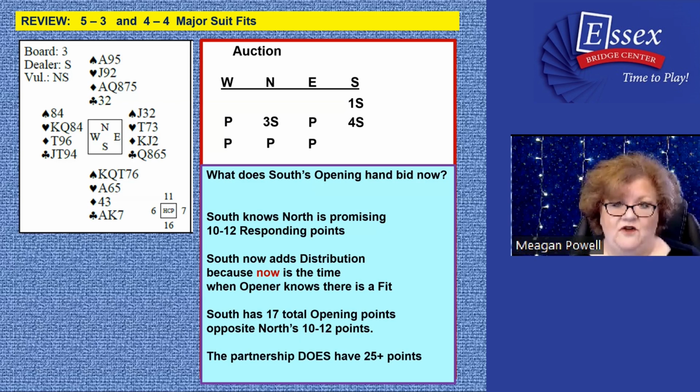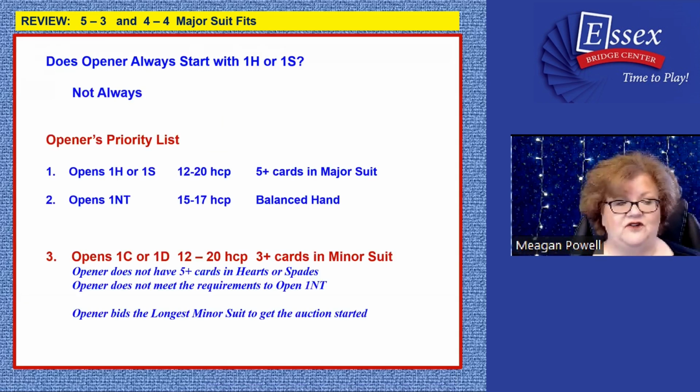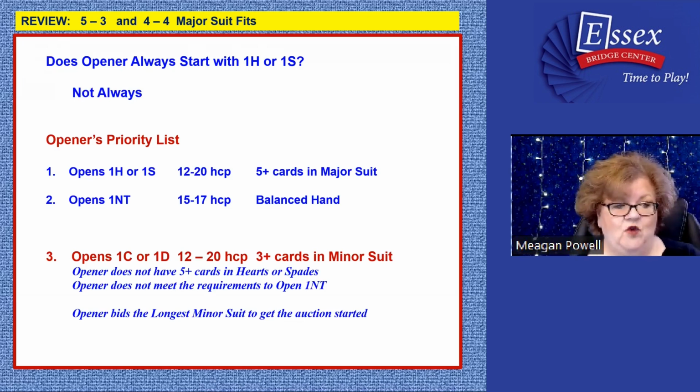Now, the other kind of way we find an 8-card fit is something called the 4-4 major suit fit. Because does opener always start in 1 heart or 1 spade? No, not always. Again, here's our opener's priority list. We just finished talking about number 1, opener bidding 1 heart or 1 spade. We're going to put opening 1 no trump on the side right now because what we're talking about is major suit bidding. And we generally get there either because opener starts in 1 heart or 1 spade, or opener starts in the minor suit, 1 club or 1 diamond.